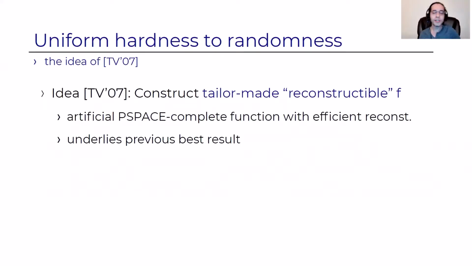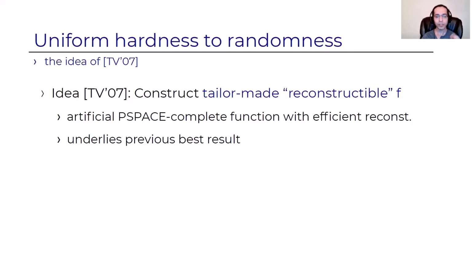And our starting point is an idea of Trevisan and Vadhan from the early 2000s, which is to construct a tailor-made hard function, f, that is reconstructible, meaning that we can construct an efficient reconstruction algorithm for f. And specifically, their function was an artificial P-SPACE complete function for which they showed an efficient reconstruction argument. And this idea underlies the previous state-of-the-art result.